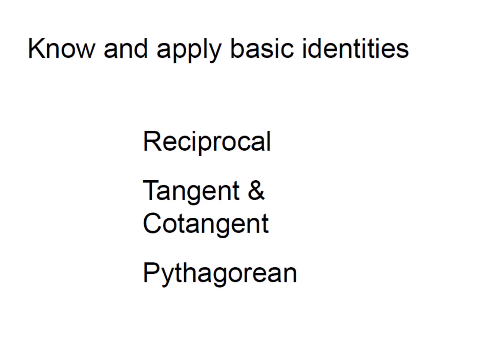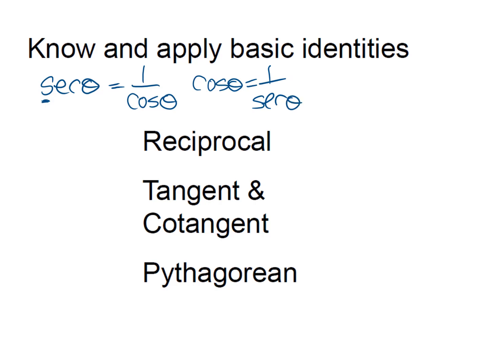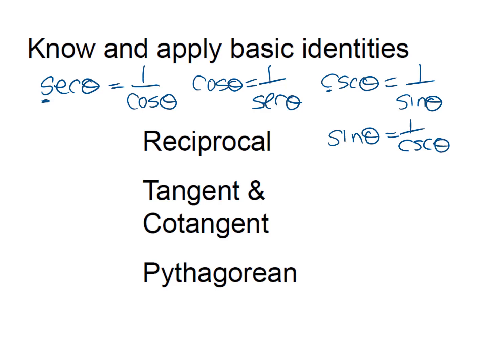So first of all, let's remember the reciprocal identities. If we had secant theta, its reciprocal is 1 over, it's either sine or cosine, and it doesn't start with the same letter, so we know this one is cosine theta. And it works both ways. If you had cosine theta, that would be 1 over secant theta. Those are equivalent. The other one is cosecant theta, and that's 1 over, it doesn't start with the C, so that one's sine theta. And again, it works also. Sine theta is equivalent to 1 over cosecant theta.